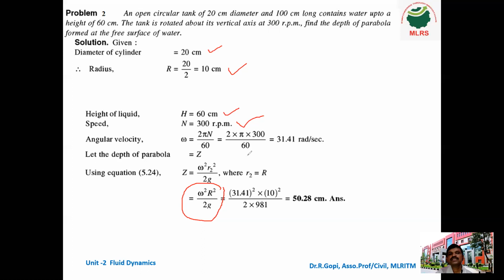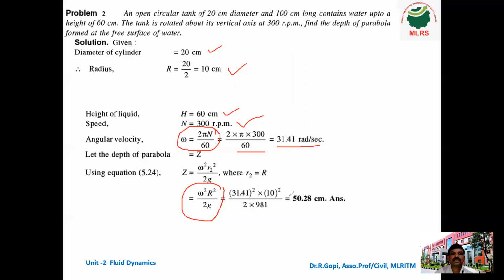What is omega? How to calculate omega? Since it is the angular velocity, what is the formula for omega? It means 2 pi n by 60. So 2 into pi into n, where n is 300 rpm, divided by 60. So this is the angular velocity: 31.41 radians per second. The unit of angular velocity is radians per second.